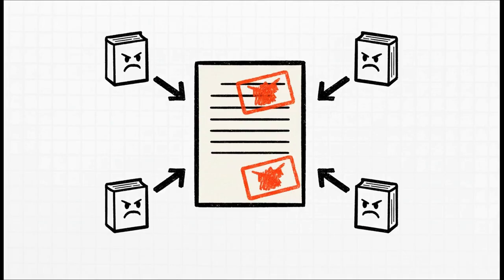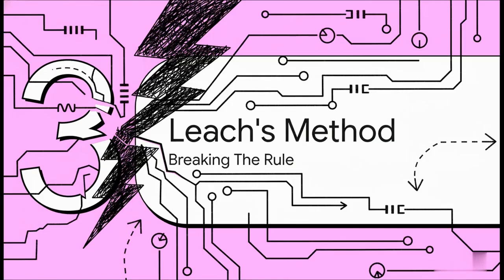He argued that decades of textbooks had it all wrong. He said you absolutely can suppress dependent sources. You just have to do it the right way. So how on earth did he do it? How do you break an unbreakable rule and still get the right answer? Well, let's take a look at his controversial method.